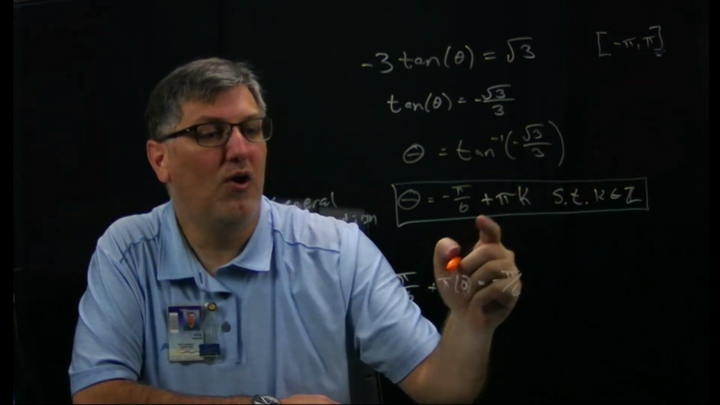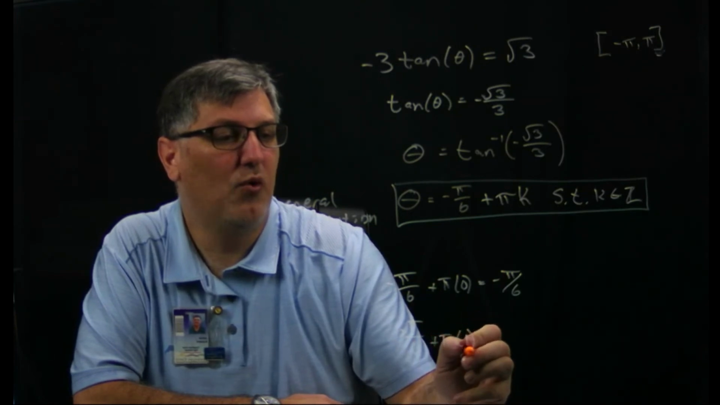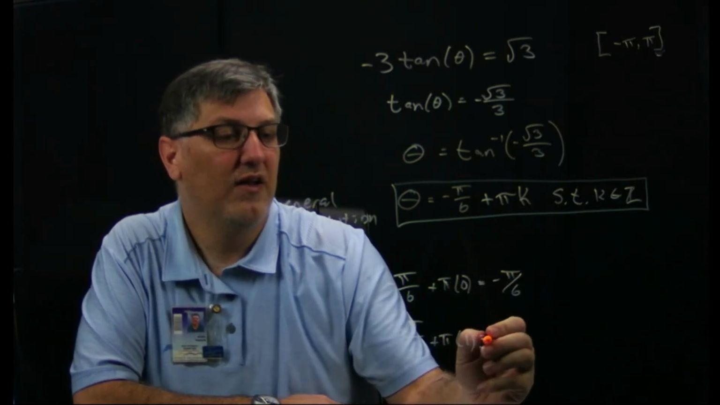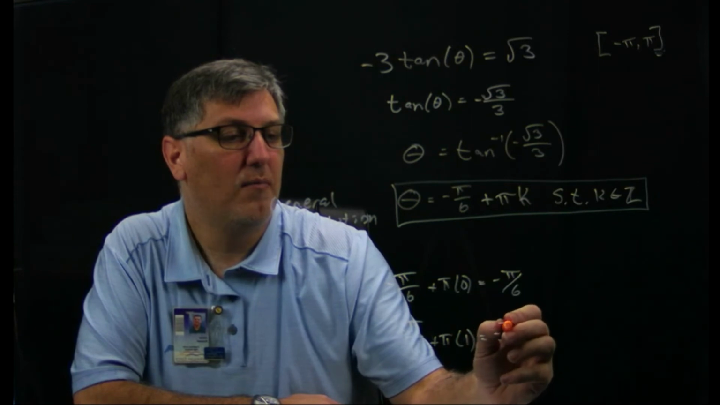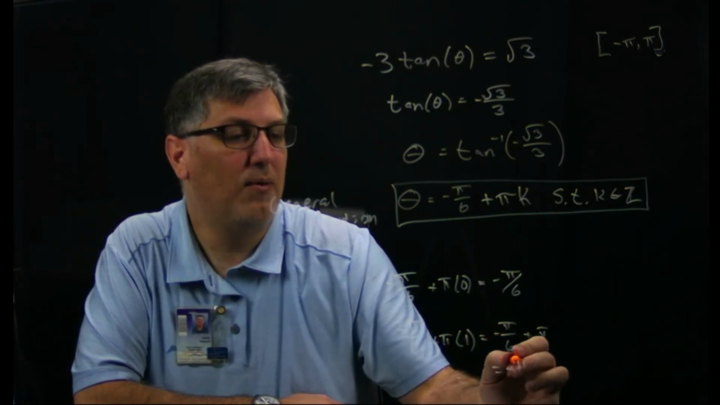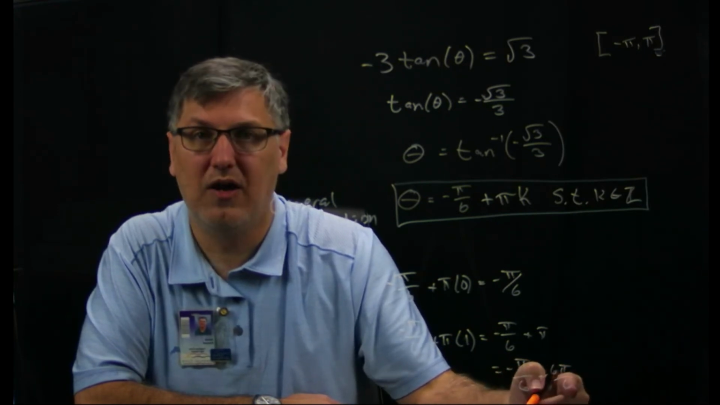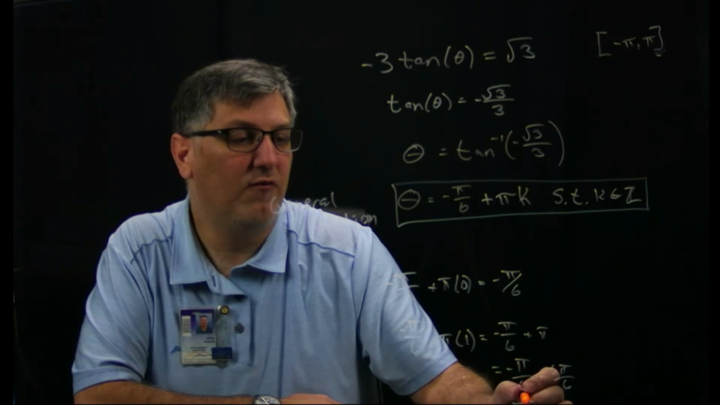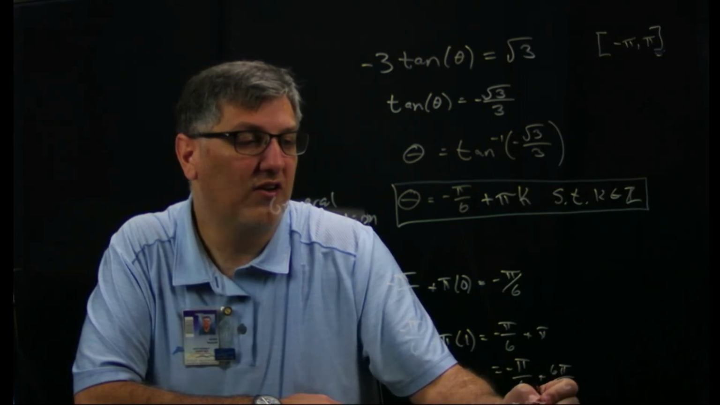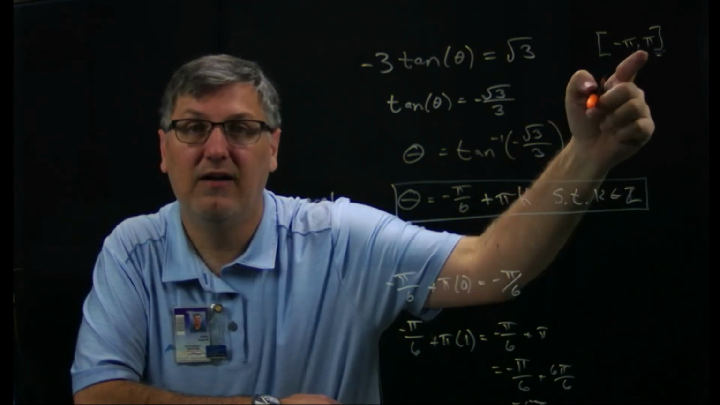Well, if I go to 1, I'm going to do negative pi over 6 plus pi times 1, the next integer. This is going to give me negative pi over 6 plus pi, which is negative pi over 6 plus 6 pi over 6, making a common denominator. And this gives me 5 pi over 6. And 5 pi over 6 is also between negative pi and pi.